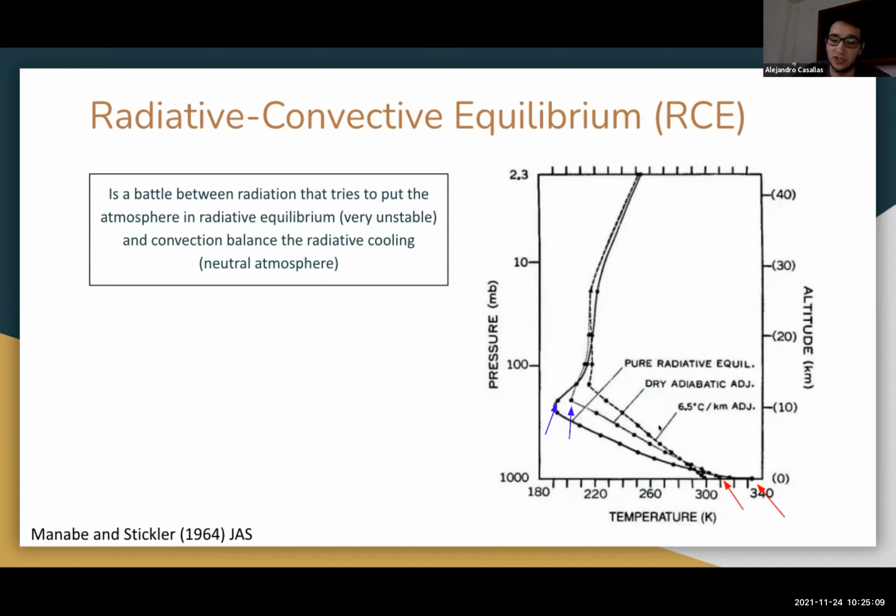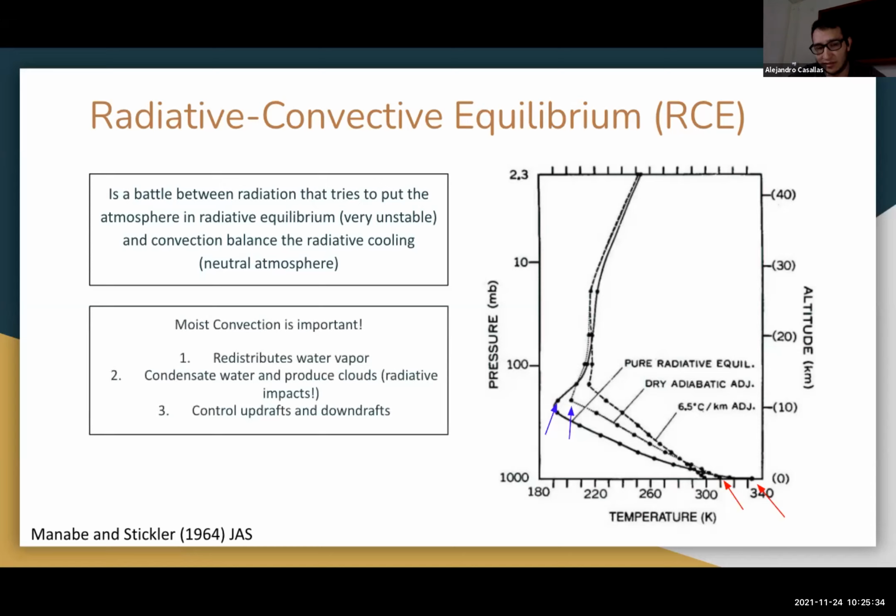So when you add moisture, you get this line where the surface is more similar to what you see in observations, and the tropopause is also warmer, which is what you expect. And the lapse rate, that is the change of temperature with height, is 6.5, that is more or less what you get in observations. So this tells us that moist convection is important.